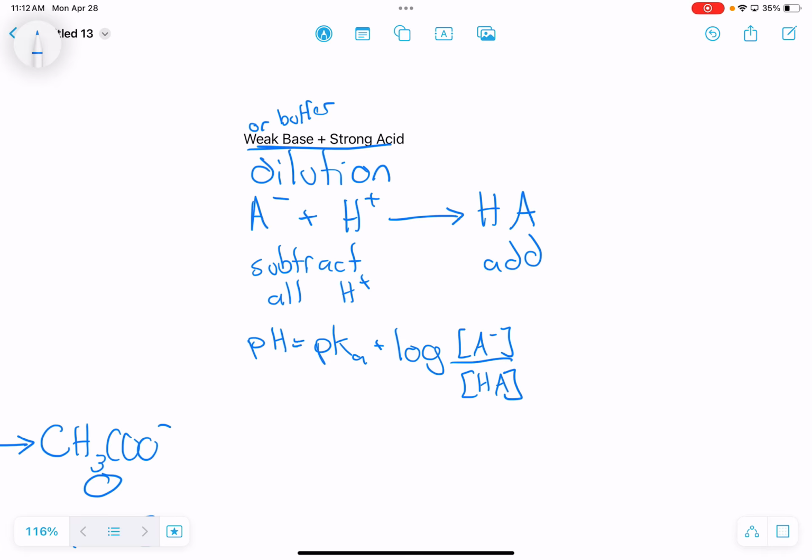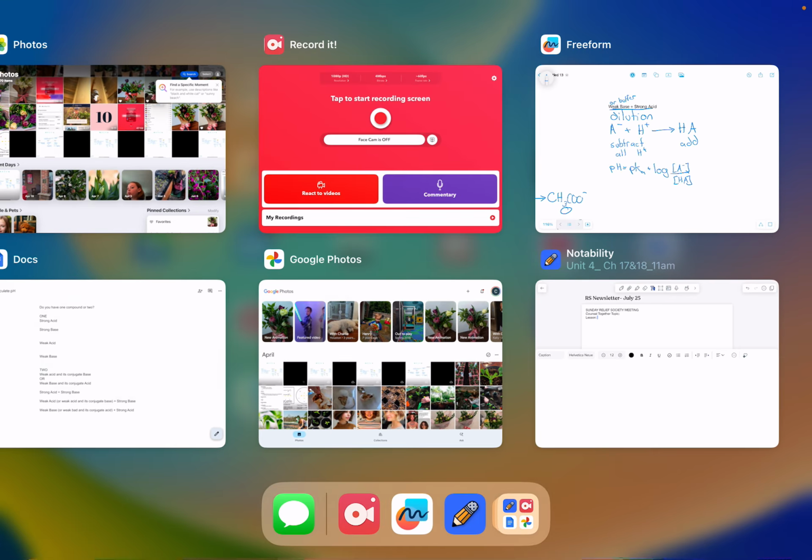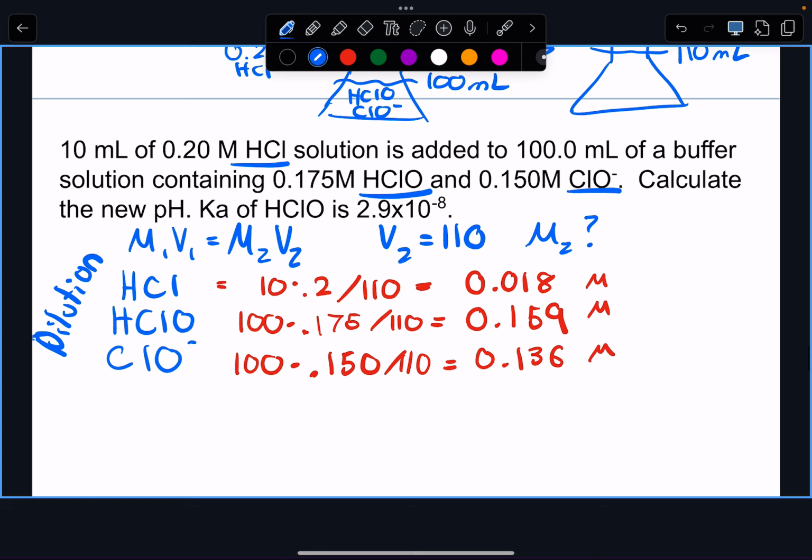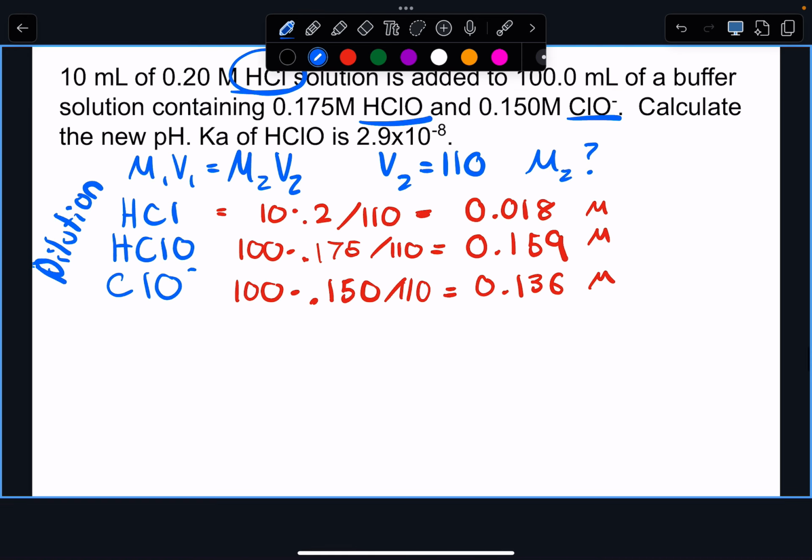So let's go back to our problem that we're working on. Okay, so it's a strong acid. So for the equation, I'm going to write A minus, the conjugate base, plus the strong acid. Now, you can write this as HCl if you want. You can write it as H plus. You can write it as H3O plus. It doesn't really matter.